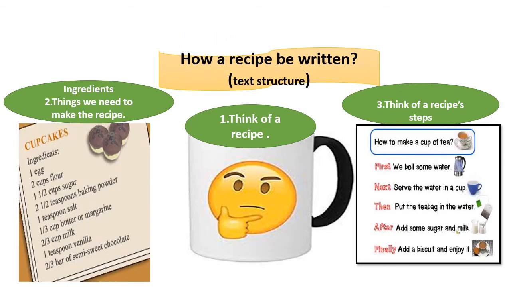How can a recipe be written? First, think of a recipe. Number 2, ingredients: the things that we need to make the recipe. Number 3, think of the recipe steps.